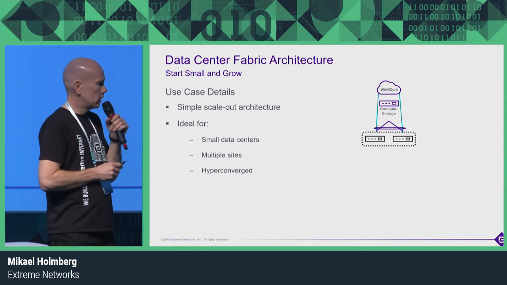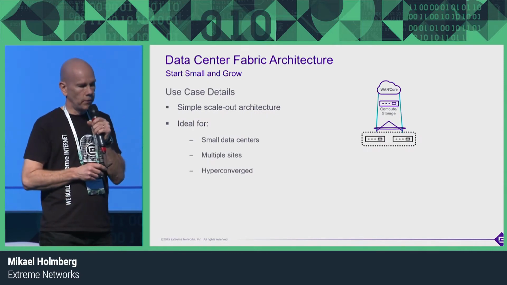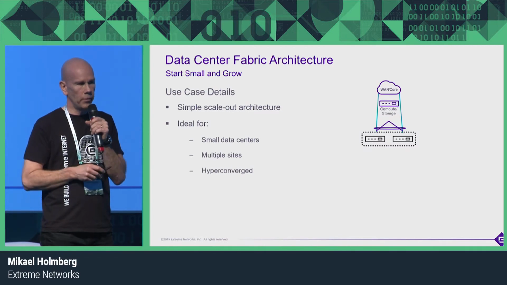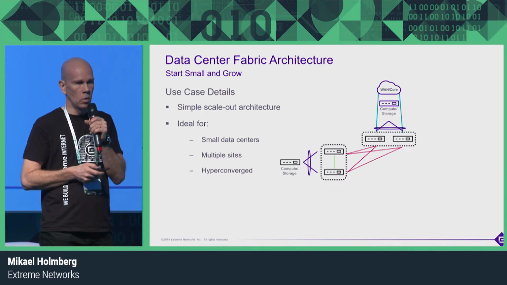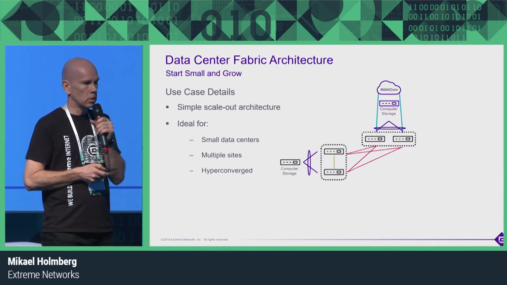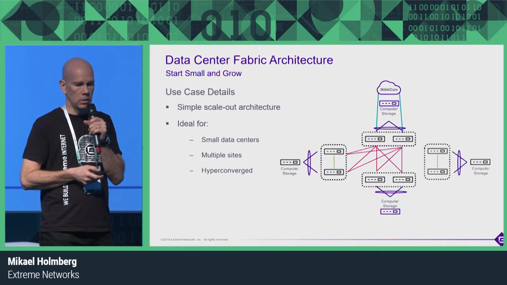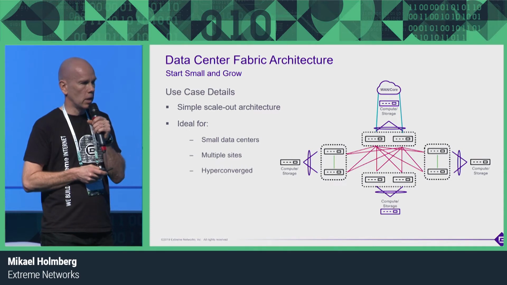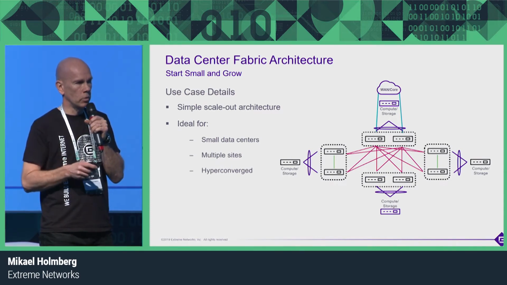So how do I start to build a fabric? This goes back to my example of the smallest fabric. This is a scale-out design. You start with 2 nodes. It could be a small data center. It could be multiple sites. So I would start to add more of these 2-node constructs and build it out like this. Keep in mind, this is still a non-CLOS architecture. It's a scale-out architecture, which is ideal for starting to build small fabrics and grow.